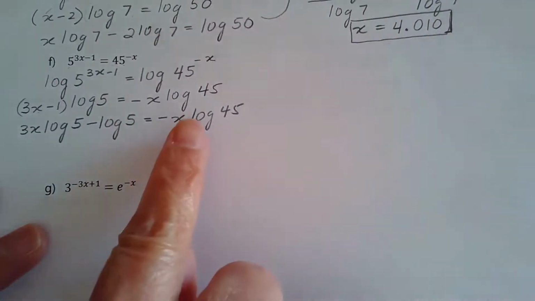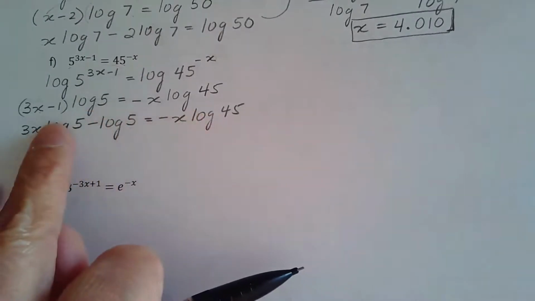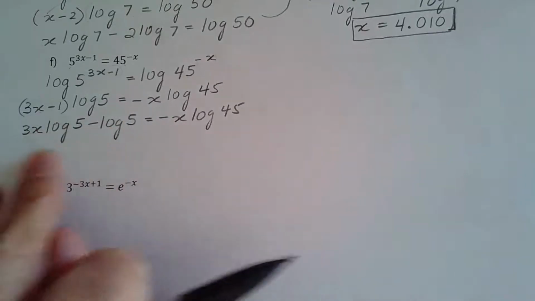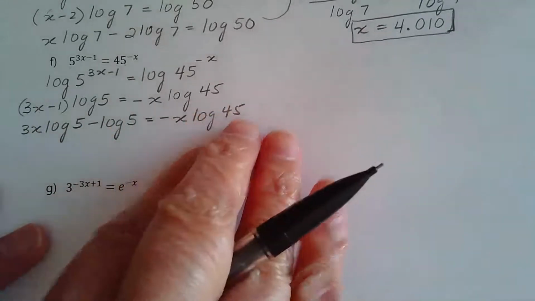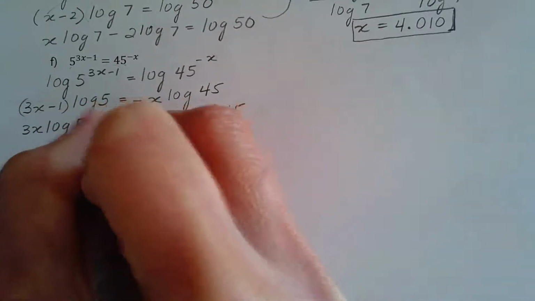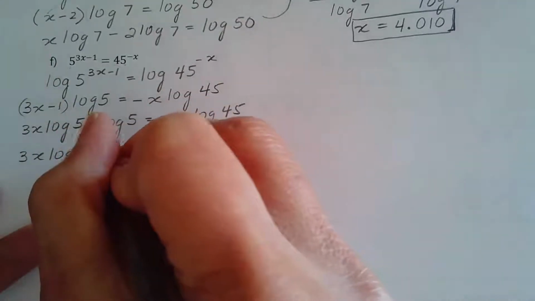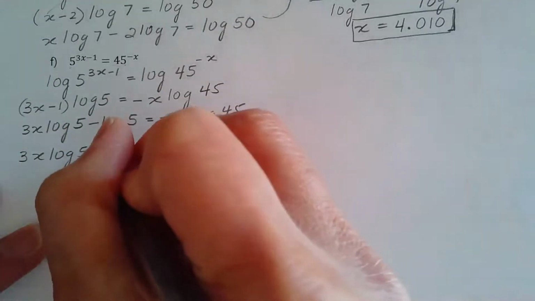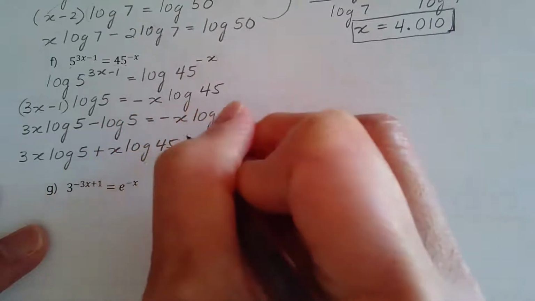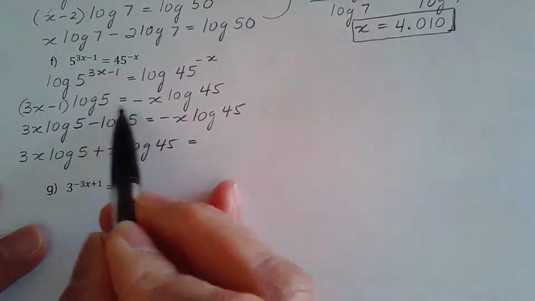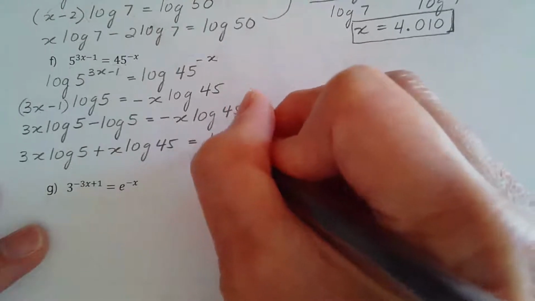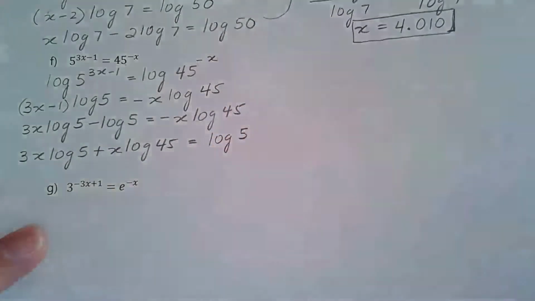Okay, so now we're going to bring all the ones with the x's on one side and just the numbers on this side. So we got 3x log 5. And if I bring this to the other side, it becomes plus x log 45 equals... I'm going to take this negative log of 5 to the other side. So positive log of 5.